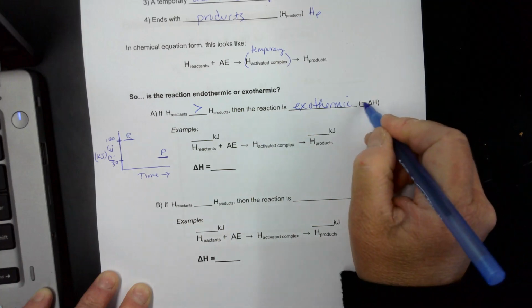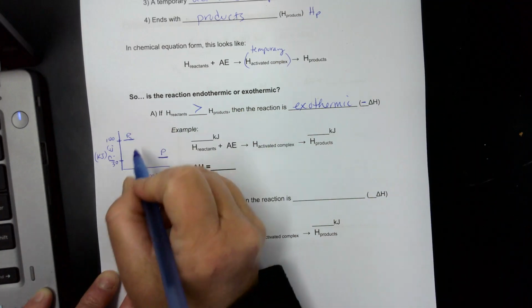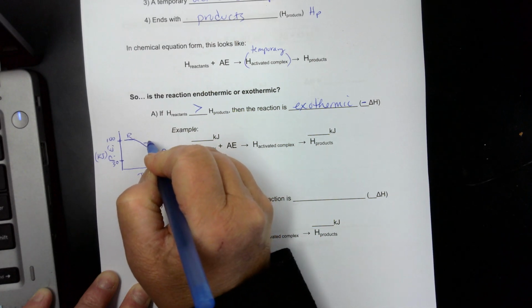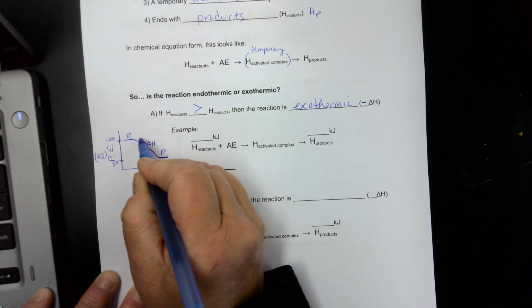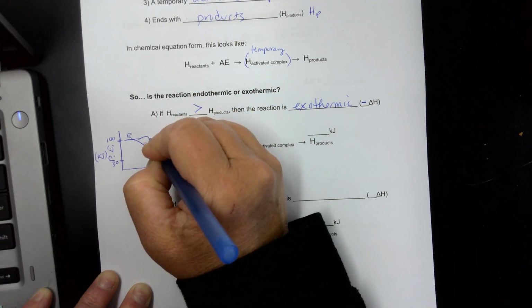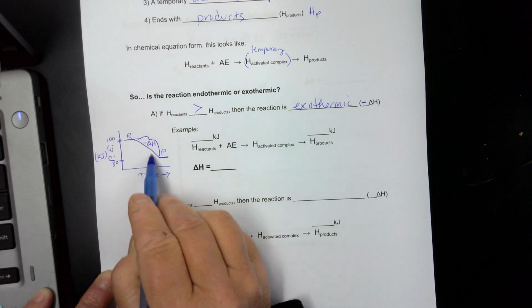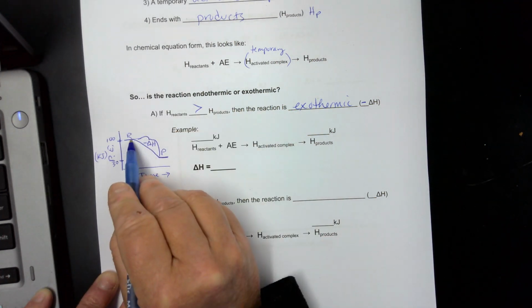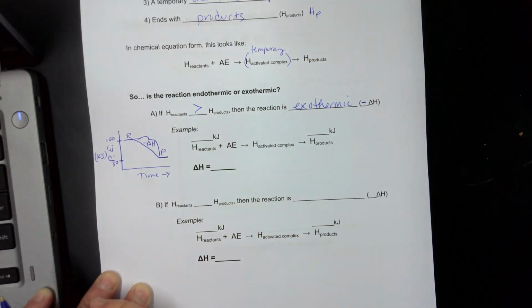We symbolize that with a negative delta H, and that negative delta H on this graph is right here. This is a negative delta H from this point down. This section right here is a negative delta H. Energy has to be released as the reactants turn into products.